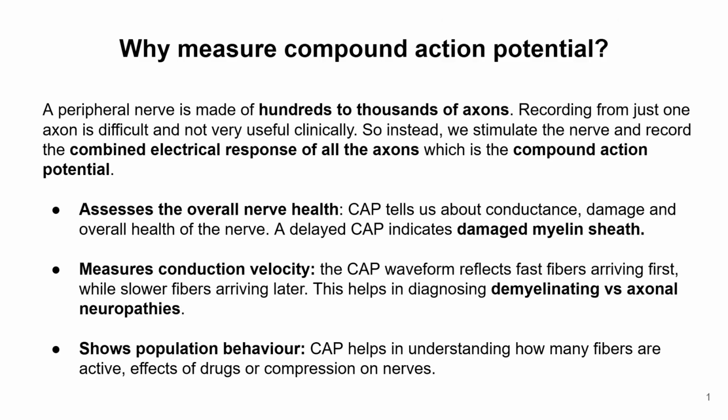So, what does it do? Well, it assesses the overall nerve health. CAP tells us about the conductance and the damage or the overall health of the nerve. A delayed CAP indicates that the myelin sheath surrounding the nerve cell has been damaged. It also measures conduction velocity. The CAP waveform reflects fast fibers arriving fast, while slower fibers arrive later. This helps us in diagnosing demyelinating versus axonal neuropathies. And lastly, it also shows population behavior. CAP helps us in understanding how many fibers are active and the effects of drugs or compression on the nerves.